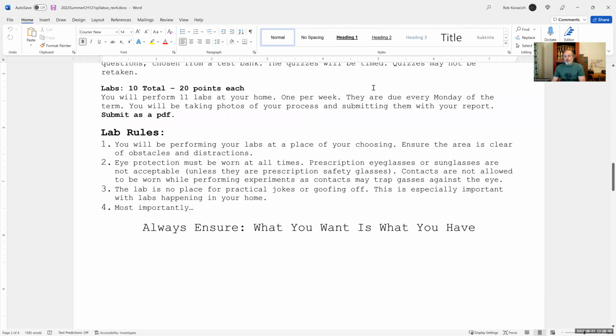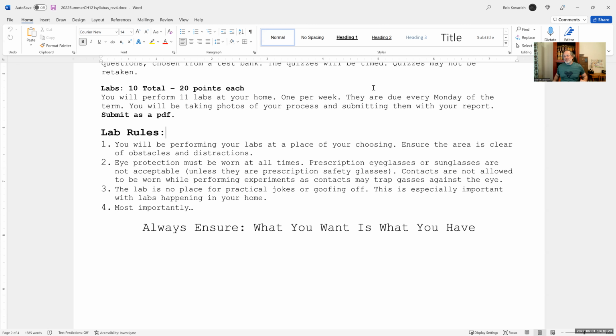The lab rules for you is make sure you pick a place that's well ventilated. There aren't distractions, that there aren't obstacles. You're not going to trip over anything. You're going to need to wear eye protection. If you have glasses, those work. If you have contact lenses, that's not going to work for you. You're going to need to take those out, put eyeglasses in, because contact lenses can trap gases in between your eye and the contact and cause damage to the surface of your eye, to the cornea.